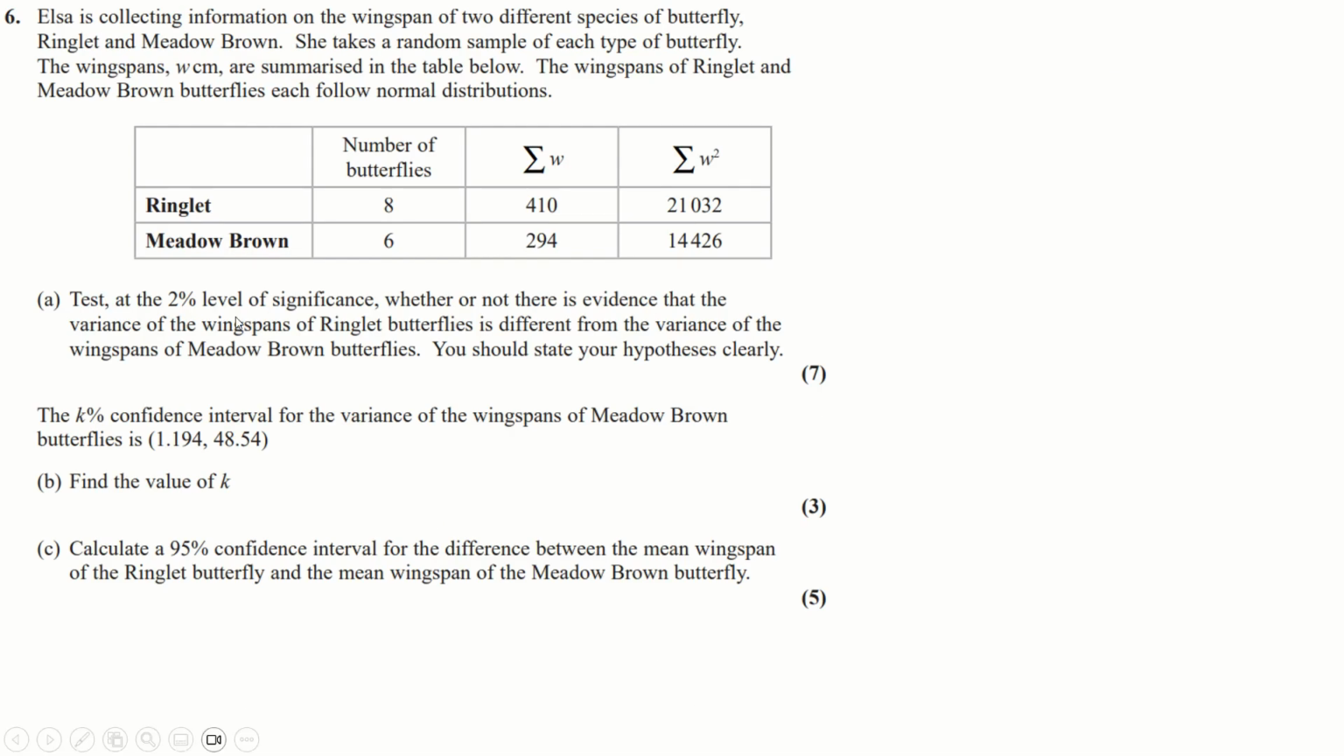Cool. So now we have 2 different types of butterflies, it looks like, with some data about the sample that she did. And we've got to do a test here. State hypotheses clearly, so we may as well start there. She's testing whether the variance is different. So obviously H0 will be that the variances are the same. I've called R just ringlets, just big R, and these things just MB. And then the alternative hypothesis is that they're different. This will be a 2-tailed test eventually when we get to that bit.